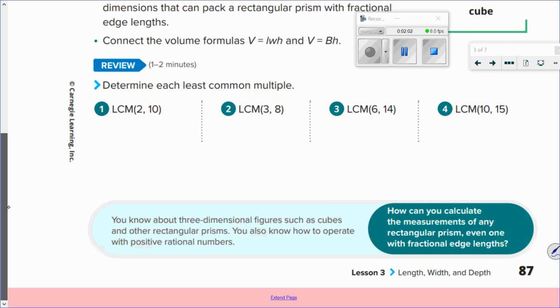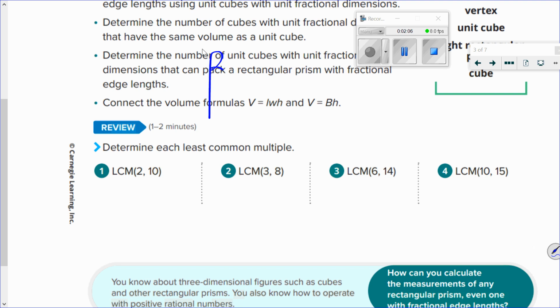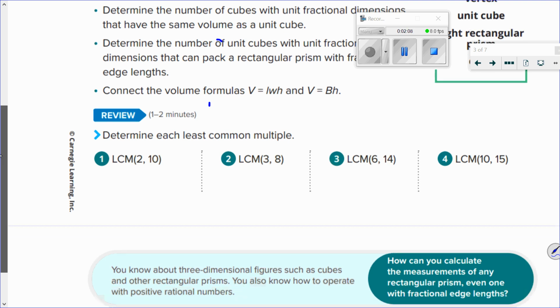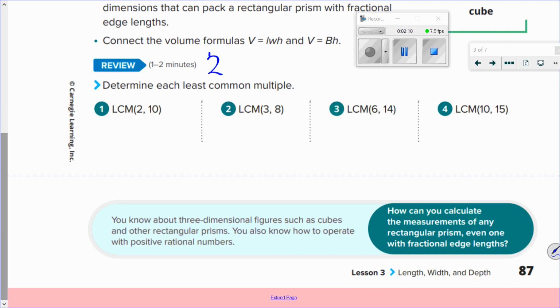Sophia? It is 2, 3, 7, 5. Let's try that again. Here we go. 2, 3, 5, 7. Guys, get those down. You have to know those 4 numbers. That's your first 4 prime numbers. All the rest of the numbers build off of those 4.